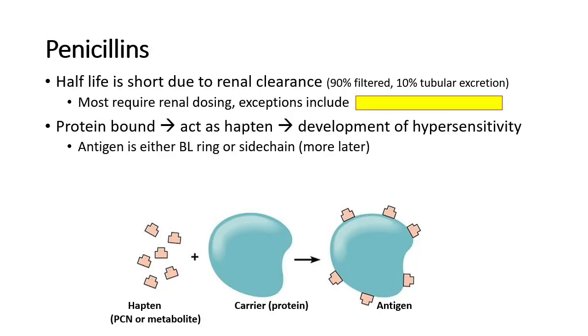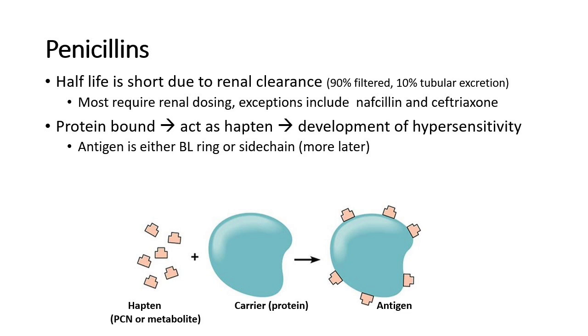So penicillins, the half-life is short, they're renally cleared, and you have to adjust the dose for renal dosing. There are a couple of penicillins that do not require renal adjustment. This is not just for penicillins, but beta-lactams. Does anyone know any of the beta-lactams that don't have to be adjusted for the kidney? One we use every day. Ceftriaxone? Ceftriaxone is one, yeah, and then nafcillin is the other one.